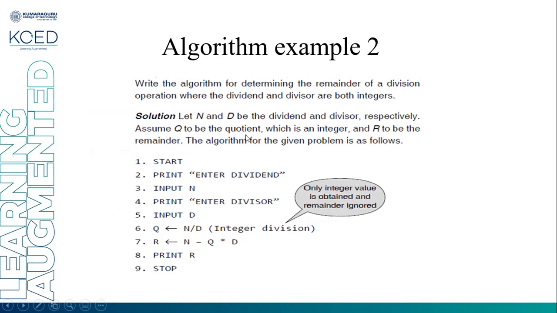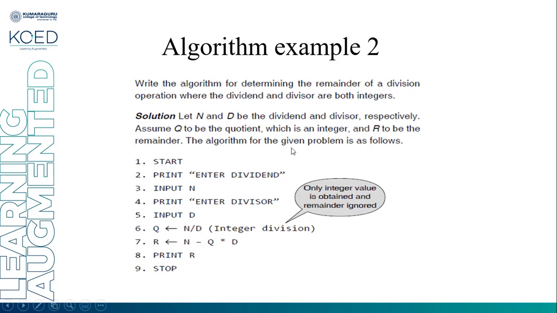Assume that q is the quotient of the division, which is an integer, because when an integer is divided by another integer in integer division, the quotient will be an integer only. And r is the remainder.